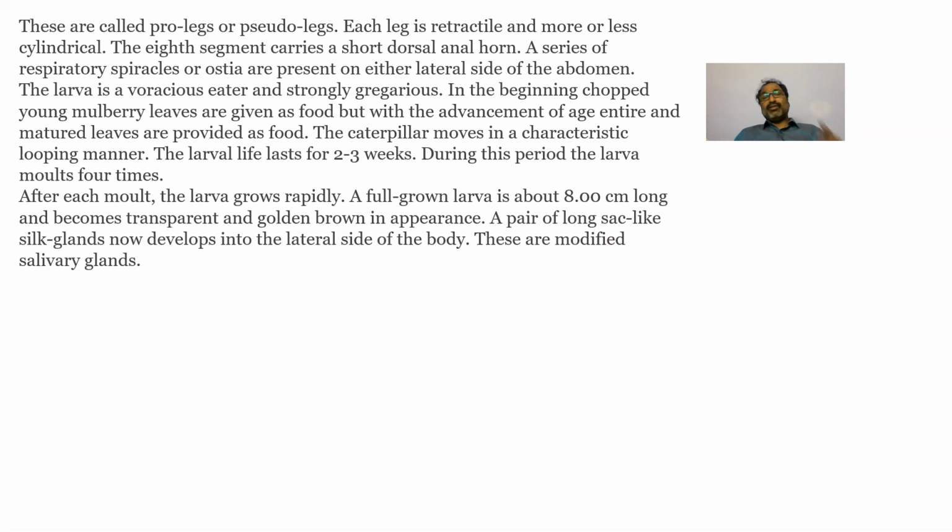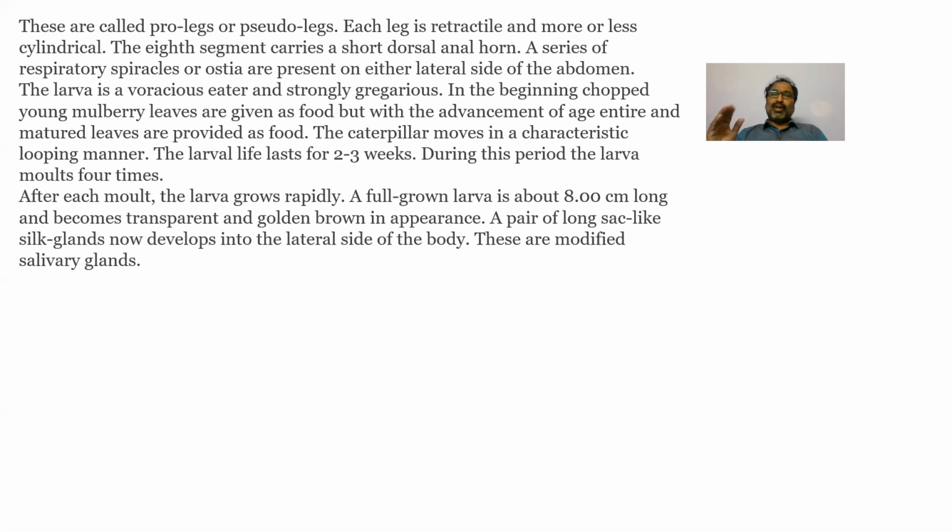The larval life lasts for 2 to 3 weeks. During this period, the larva molts 4 times. Molting means the old skin is shed and a new skin comes as the skin grows. So within these 2 to 3 weeks, the larva molts several times. As molting happens, the size will increase, isn't it?